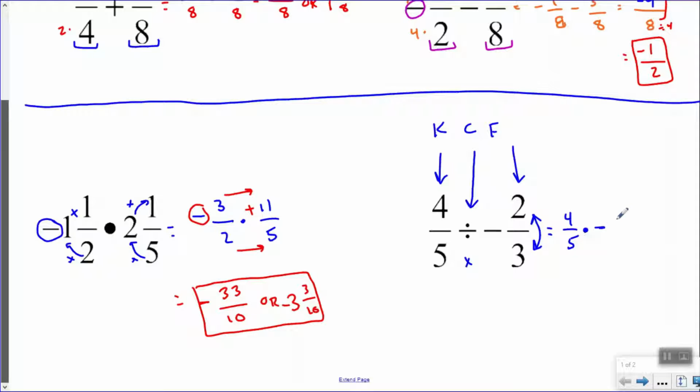It's still going to be negative, but now the 3 is in the numerator and the 2 is in the denominator. Go ahead and pause the video, see if you can find the product or the multiplication answer for these two fractions, and then select the correct answer in Edpuzzle.